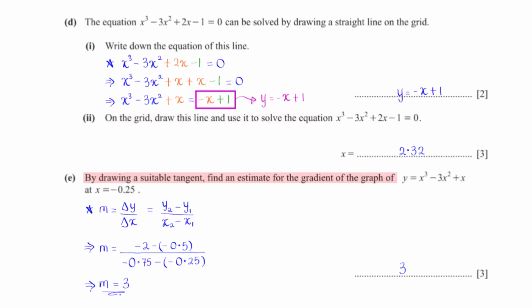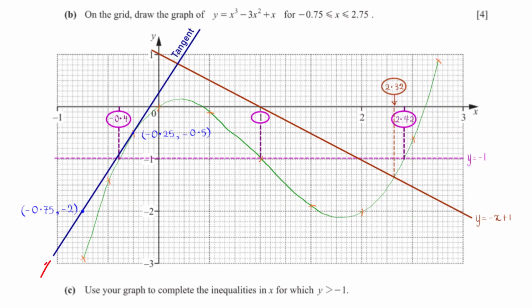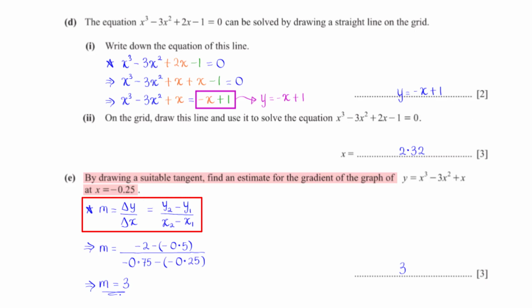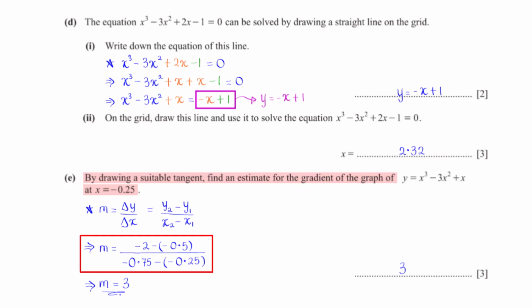By drawing a suitable tangent, find an estimate for the gradient of the graph of y equals x cubed minus 3x squared plus x at x equals negative 0.25. On the grid, we've drawn the tangent to the graph at x equals negative 0.25. Now we pick 2 points on this line that would help us estimate the gradient. Here is the gradient formula. So we plug in the 2 sets of coordinates we picked on the tangent into the formula. When we type this into the calculator, we get the gradient to be 3.